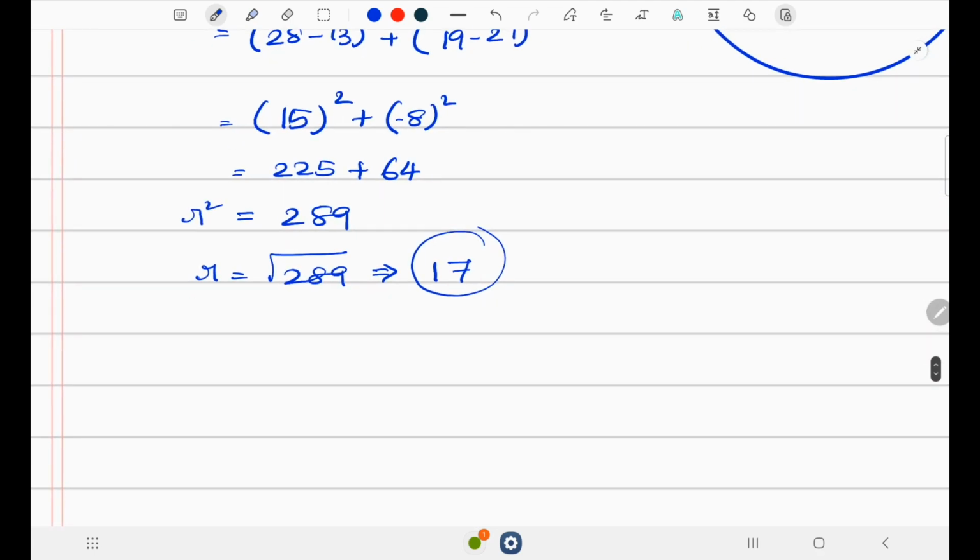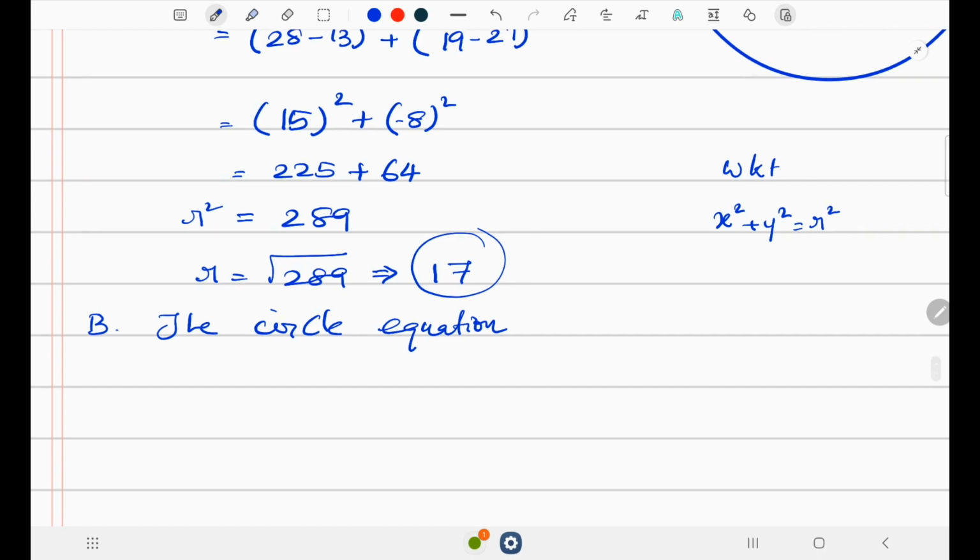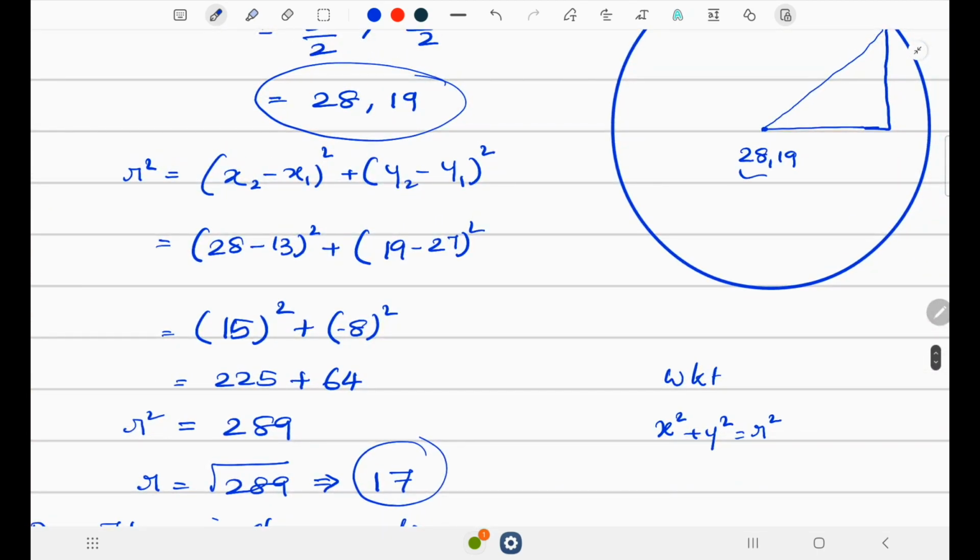Now go to part b. What is b? Find the circle equation. What is the circle equation? Already we know that if the circle has the center (0, 0), then the circle equation is x square plus y square equals r square. Now this center is not at the origin, that is (0, 0).